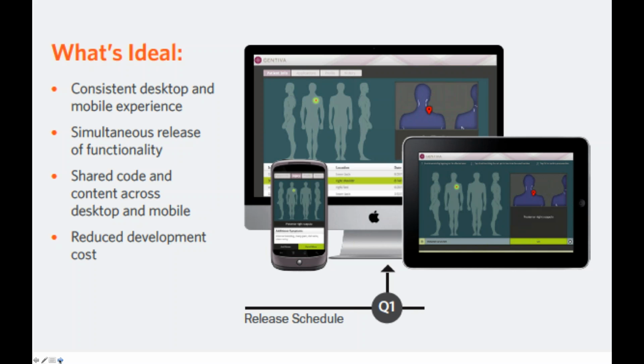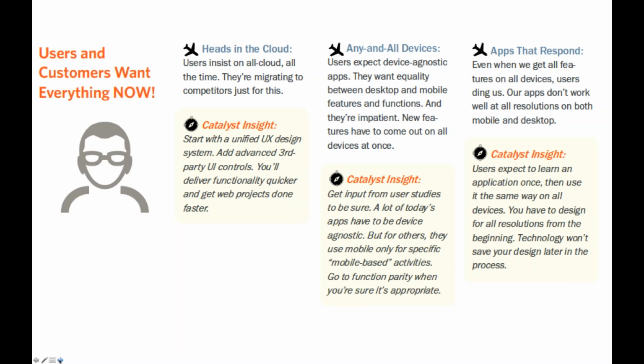Okay, now there are these 9 things that can happen. So I've got 9 different things to talk through, and I've got some examples to show you along the way. Okay. First one. The first set of things relate to users and customers. What users and customers want. Okay. Head in the cloud.